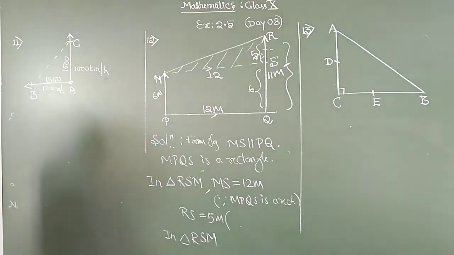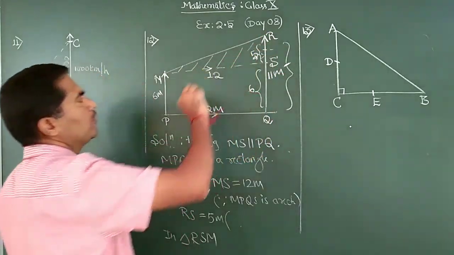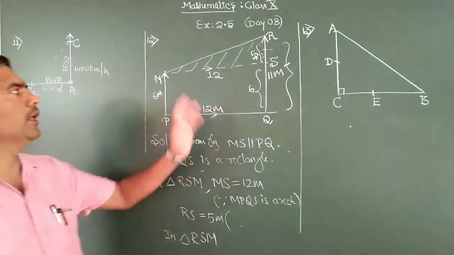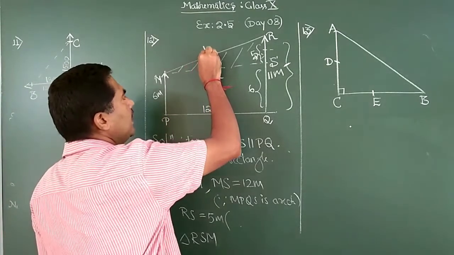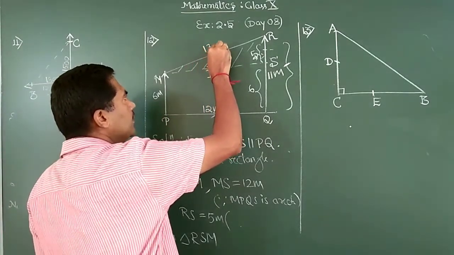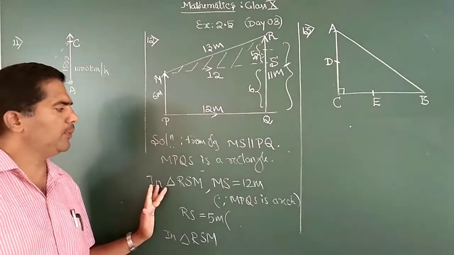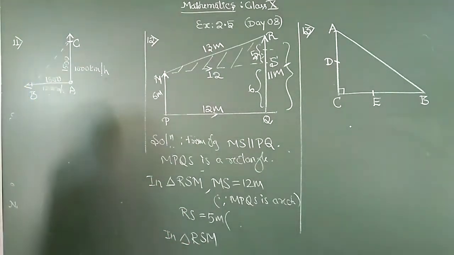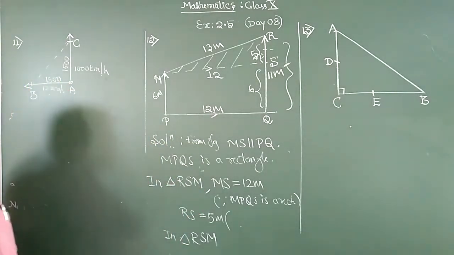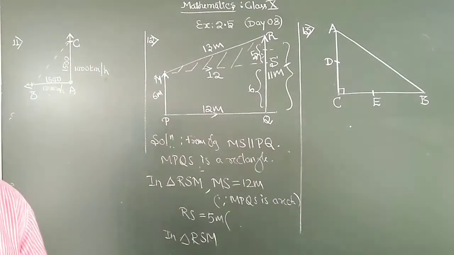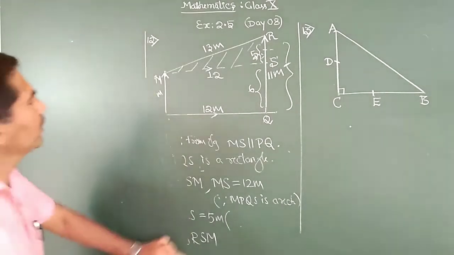RSM is a right angle triangle. Square of hypotenuse equals sum of squares of the two sides, based on Pythagoras theorem. Then you can get the length of RM. RM value will come 13 meters. Don't write directly. You are supposed to show the steps. All the steps I have explained earlier in many questions, and this is the simple one, so you can do further. The figure you are supposed to put properly. So that is question 12. So question 11 and 12, I hope it is clear to you.